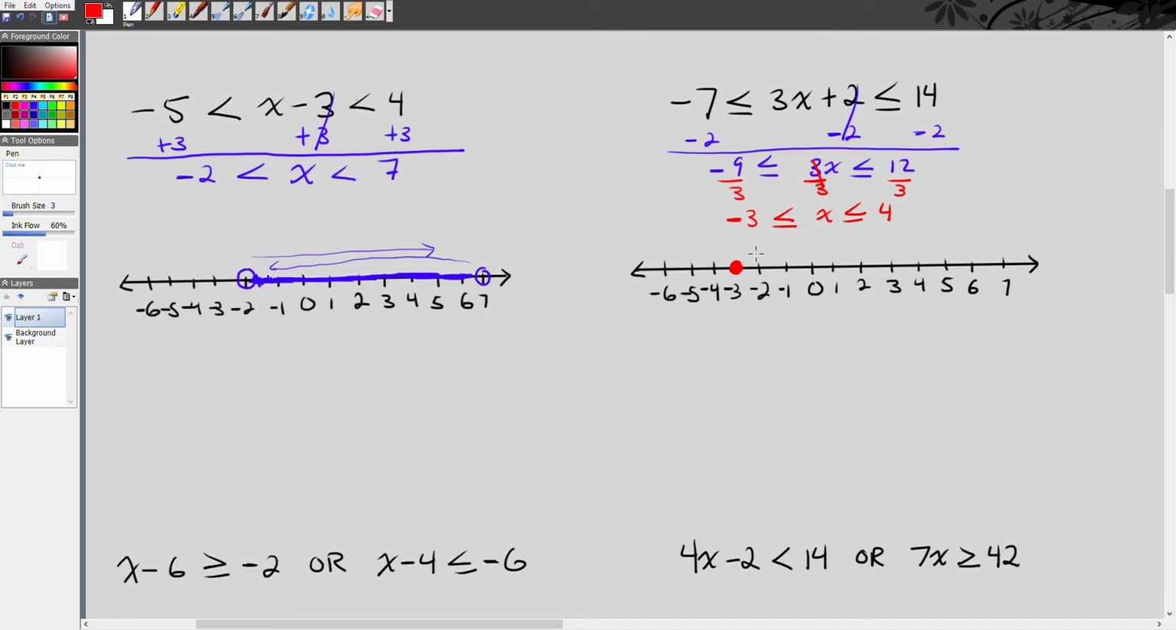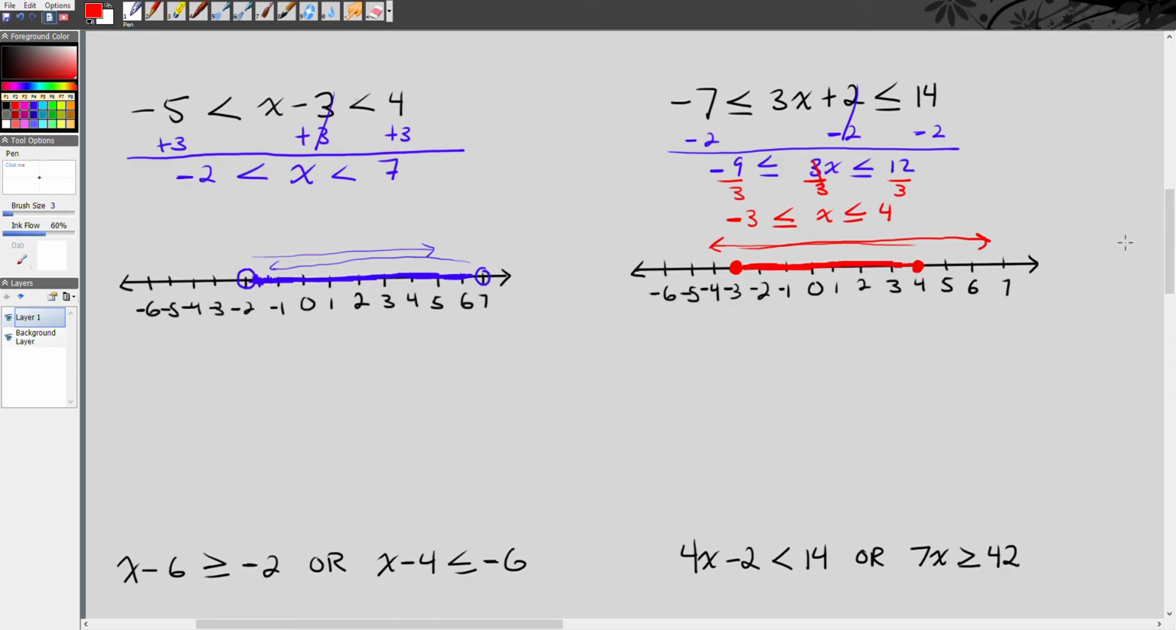And again, all the numbers greater than negative 3 are to the right here. And if x is less than or equal to 4, again, it's going to be a solid circle on 4. And all the numbers less than 4 are to the left. So our graph is the overlap, the intersection between these two. So the graph is the area here in between.